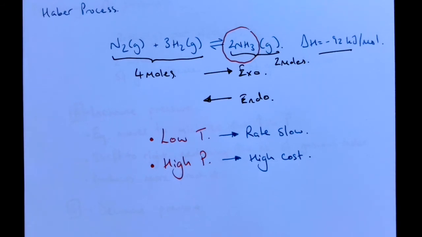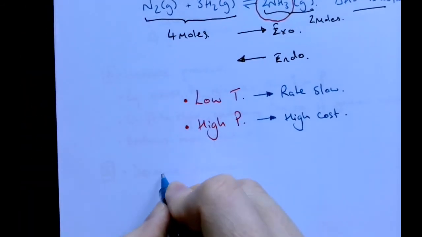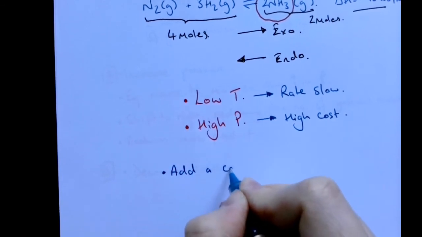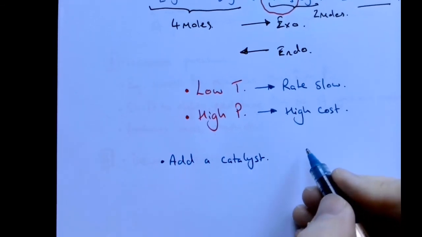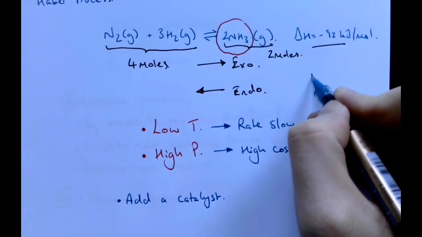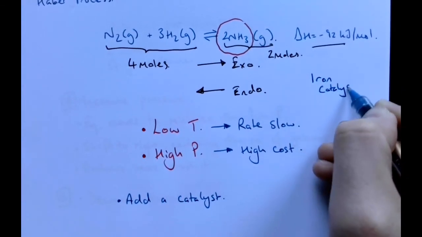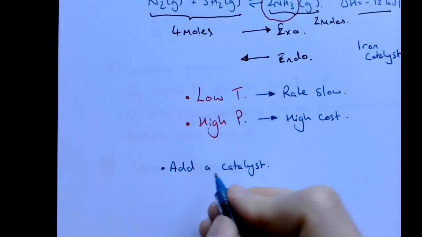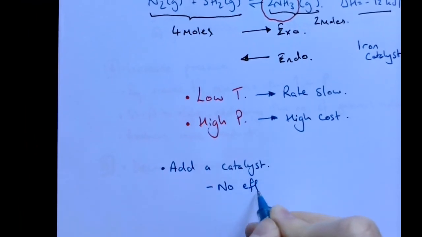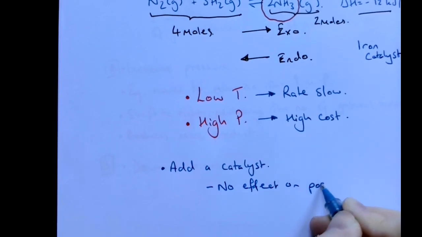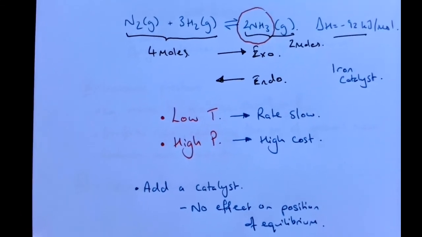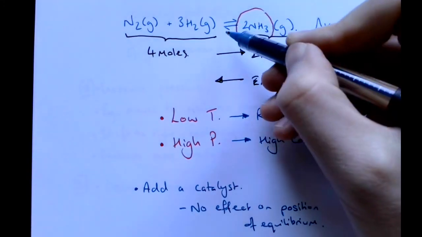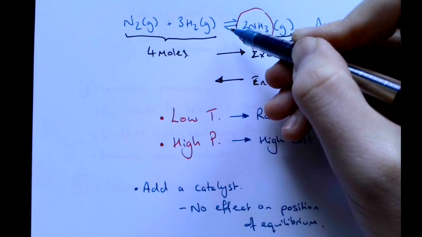Finally, we can also add a catalyst. In the Haber process, we actually use an iron catalyst. And the catalyst has no effect on position of equilibrium. No effect at all. Because the catalyst increases the rate of the forward reaction and the backward reaction. So it allows both of those reactions to happen quicker.